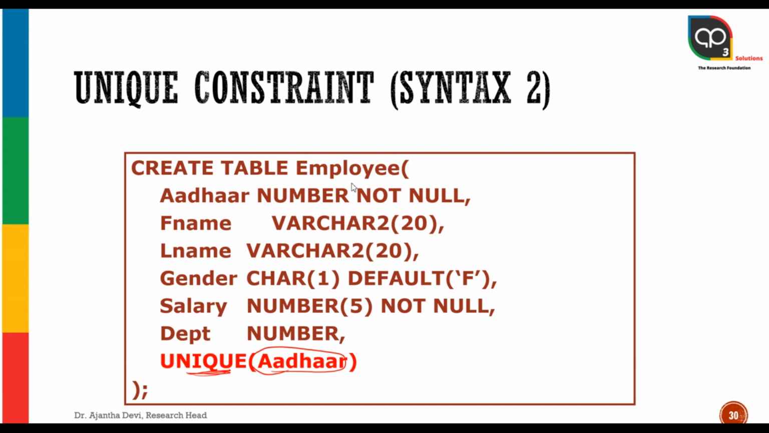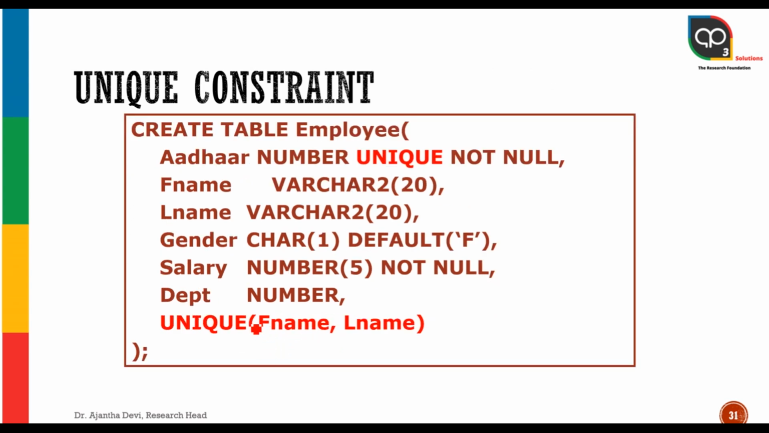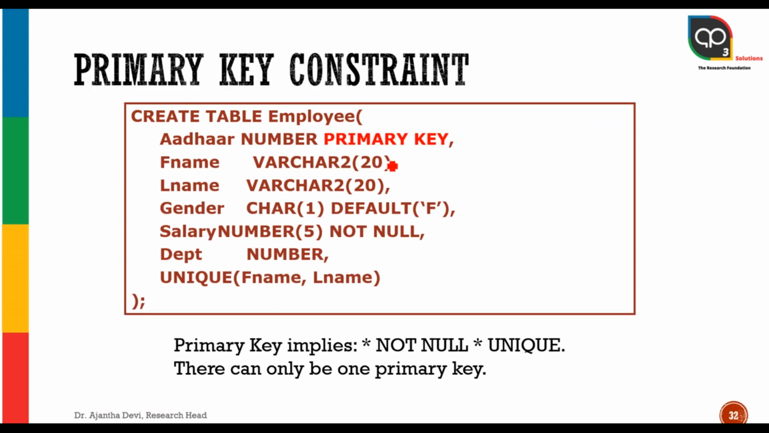And dear friends, kindly observe here, you can also combine two columns like first name and last name to be combinedly unique. I'm not specifying first name is unique and last name is unique. No, combinedly first and last name should be unique. This can also be possible. And dear friends, use unique when you need strict identity, but you don't need to use it as a table's primary identifier.